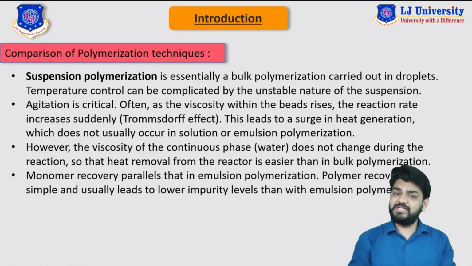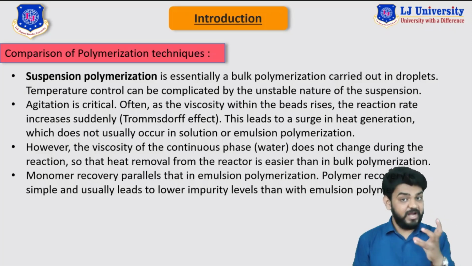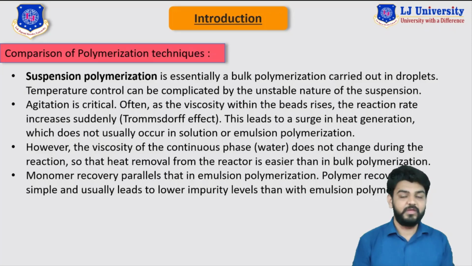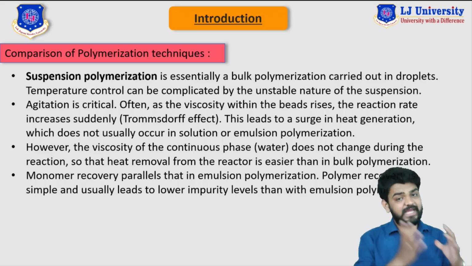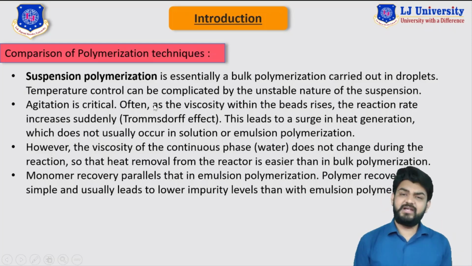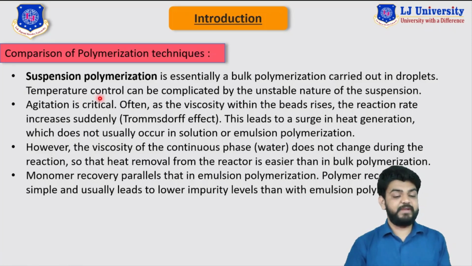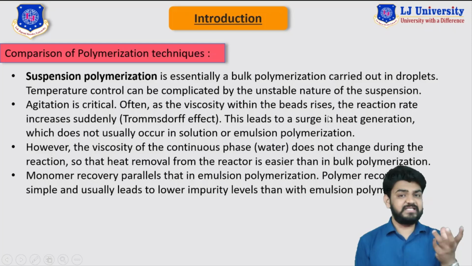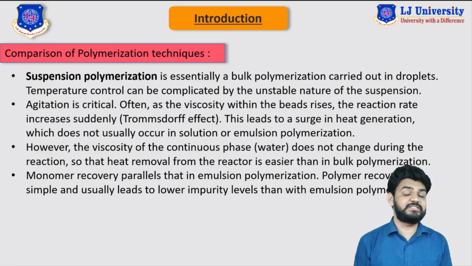But the only difference here is that this entire bulk polymerization is carried out in a small droplet of the monomer. So we can say that this is the advanced version of the bulk polymerization. So it will have all the advantages of the bulk polymerization, but it also has some of the disadvantages, such as the temperature control can be complicated by the unstable nature of the suspension. So these are some comparative points that we can discuss on the suspension polymerization.